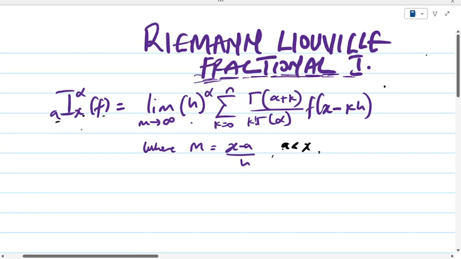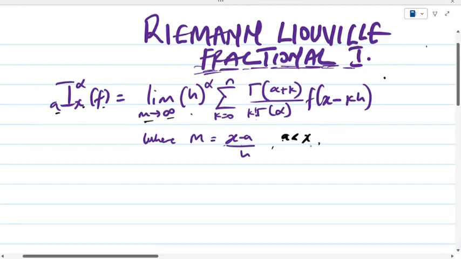Last week we checked the Riemann integral, whereby we have the integral of order alpha of a function of x equals the limit as m tends to infinity of h raised to the power alpha, times the summation from k equals 0 to n of gamma of alpha plus k over gamma k factorial gamma alpha, times f of x minus kh, where m is given as x minus a over h and a has to be less than x.